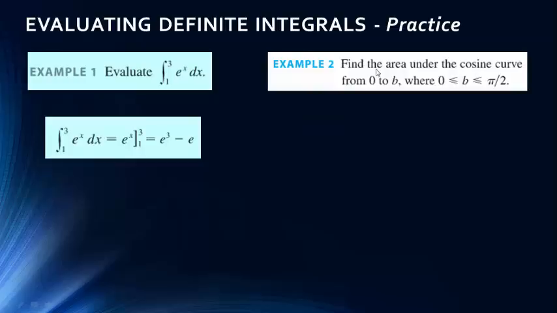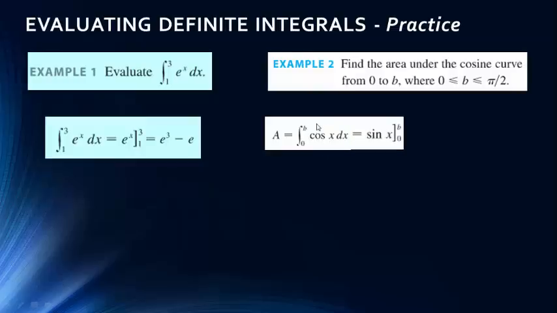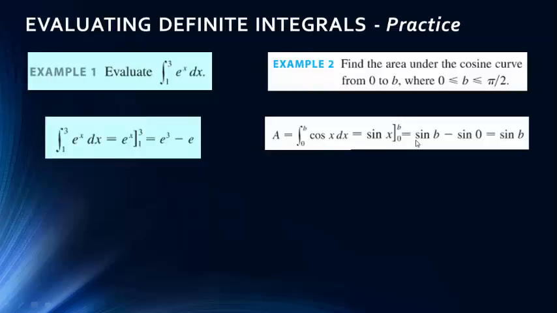So for example 2, it says find the area under the cosine curve from 0 to b. Here we're going to evaluate this first from 0 to b. It then tells us that b goes from 0 to pi over 2, but let's first calculate this integral from 0 to b. The integral of cosine, of course, is sine. So we have the sine of b minus the sine of 0, but remember the sine of 0 is 0. So we get sine of b minus 0, which is just the sine of b.